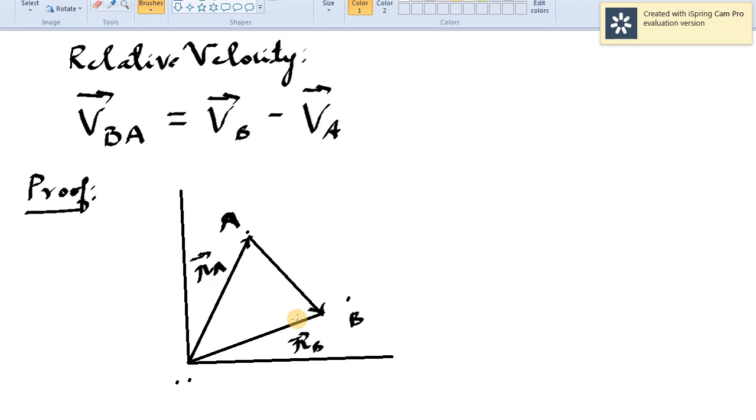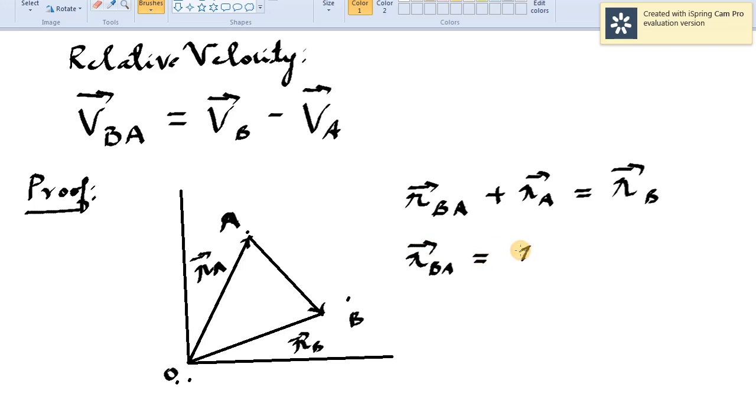If we were to write the position of object B with respect to A, we would write this as position of object B with respect to A. Obviously, there will be a vector, and it is represented by an arrow over here. This is a vectorial addition going by the triangle AOB here. We can write this as r sub BA, which is nothing but this one, plus r sub A is equal to r sub B. If we want to write r BA, that is equal to r B minus r A.